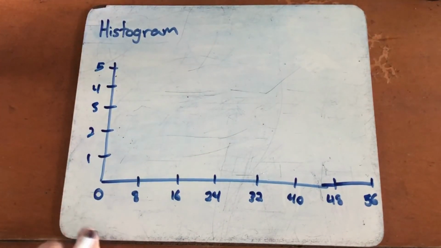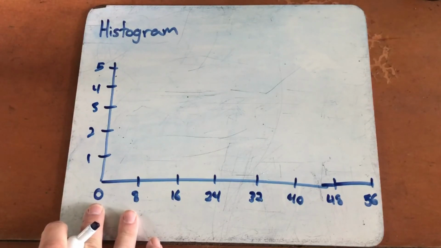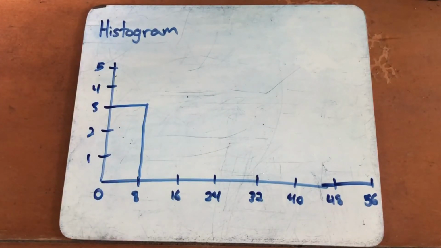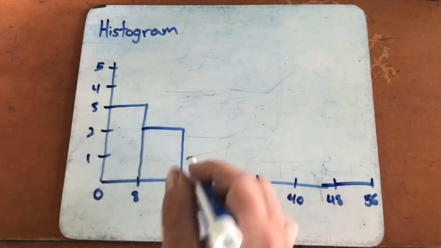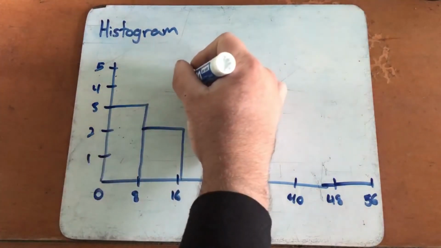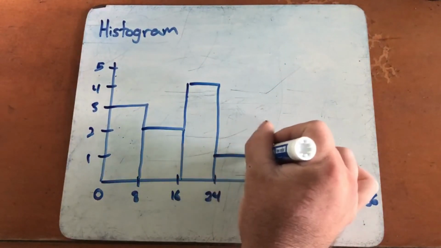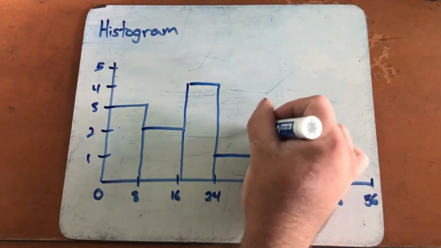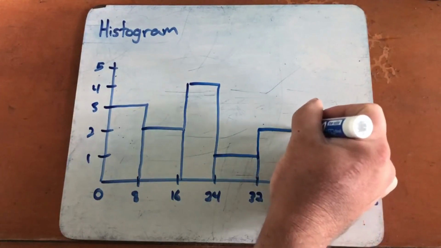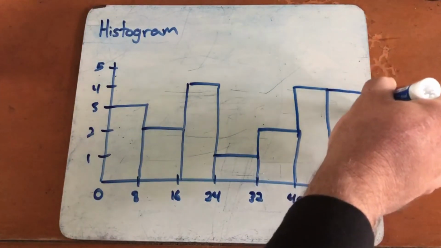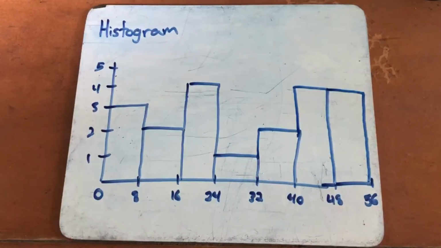So between 0 and before it becomes 8, there are approximately 3 numbers. From 8 until I get to 16, there are 2 numbers. For the next one, there's 4, then 1, then 2, then 4 again, and 4 again. So notice the way that I made my histogram, it looks a lot like that frequency table turned sideways.